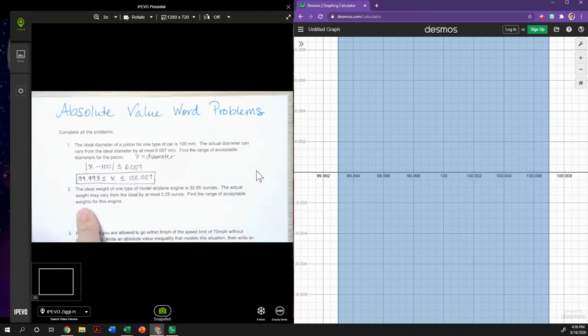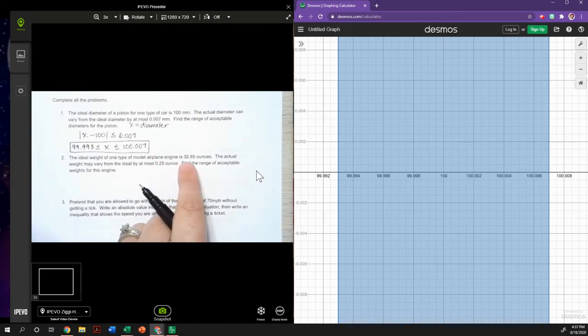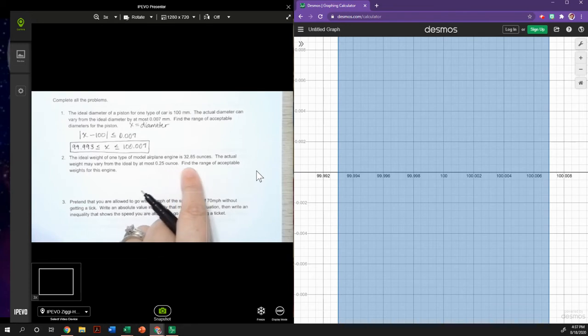Okay, all right, number 2. The ideal weight of one type of model airplane engine is 32.85 ounces. The actual weight may vary from the ideal by at most 0.25 ounce. Find the range of acceptable weights for this engine.